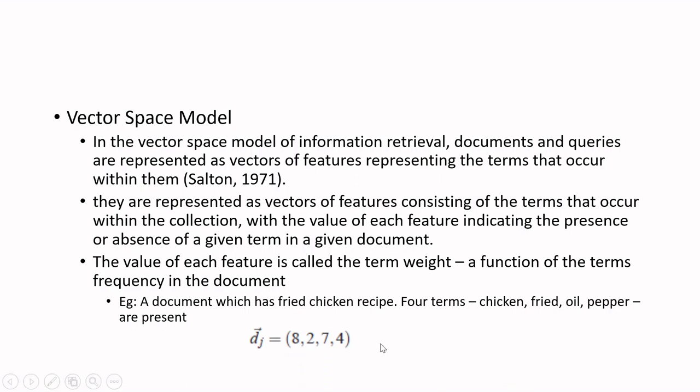So any query or any document is represented as a vector of features. These dimensions are also known as features. People who are a little bit familiar with machine learning will know the concept of features. So any query or any document is represented as a vector in the vector space model. They are represented as vectors of features consisting of terms that occur within the collection, with the value of each feature indicating the presence or absence of a given term in the document.